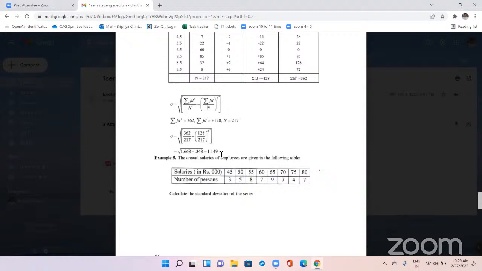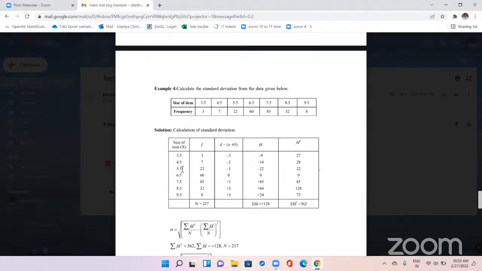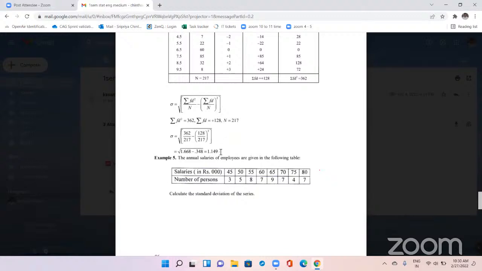Assumed mean means shortcut. A is equal to any number. So in your home, for one problem you should take 5.5. Another problem, you should take 4.5. Third problem, take 3.5. Fourth problem, take 7.5. Fifth problem, 8.5. Sixth problem, 9.5. Seventh problem, take only 5. Then take only 10. Like that you can do many problems. Ultimately the answer should be the same, that is 1.149 should come.